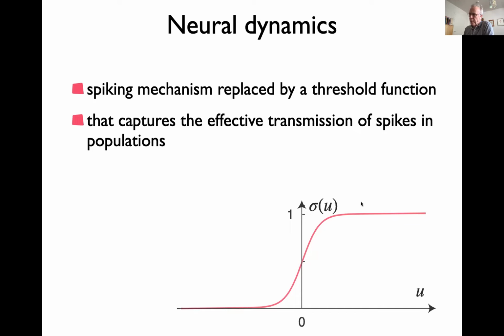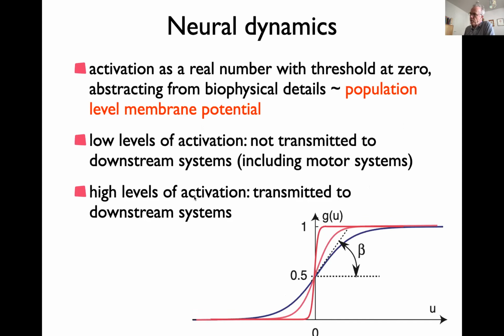And that's a description that has been derived as a description of what populations of neurons do. There's a lot of theoretical work on exactly under which conditions you can derive a description like that. But that is the level of description that we'll be using. And if you do that, then you recognize that the activation variables we're using are a little bit more abstract than these physical membrane potentials.